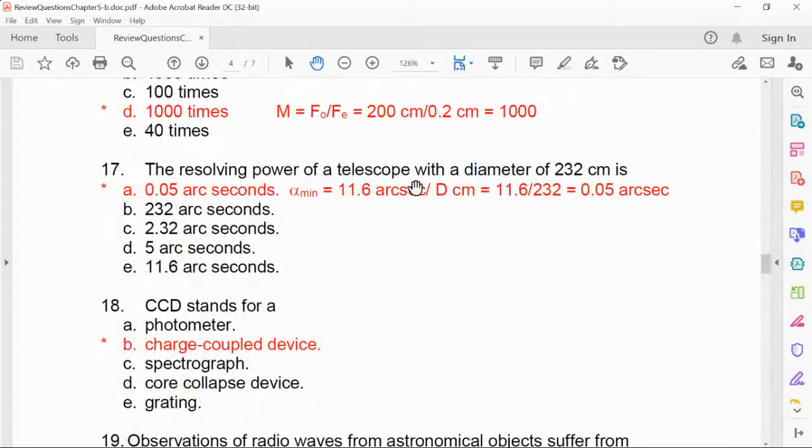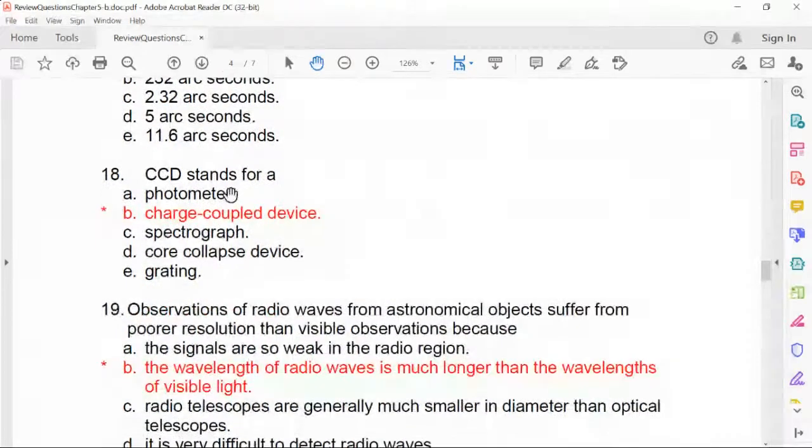The resolving power of a telescope with a diameter of 232 centimeters is, now you know the formula that we used, alpha min is equal to 1.22 lambda over d, or 11.6 arc second over d. So we put in the numbers and we get here 0.05 arc second. CCD stands for charged coupled device.